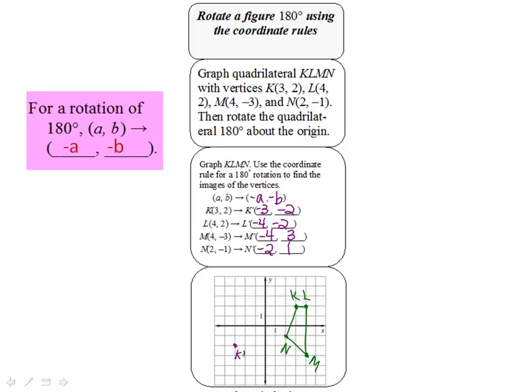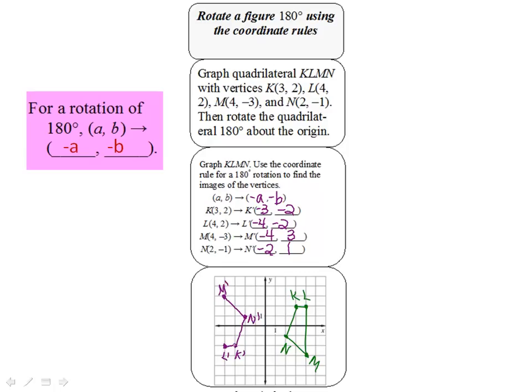Negative 4, negative 2 is right here. That's my L prime. Negative 4, 3 is right here. That's my M prime. And negative 2, 1 is right here. That's my N prime. I'm going to connect these.